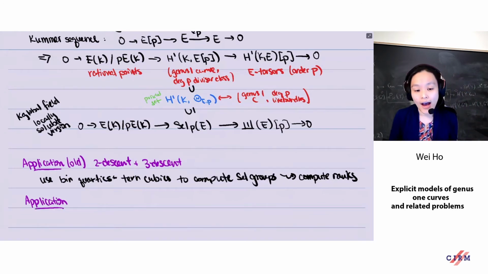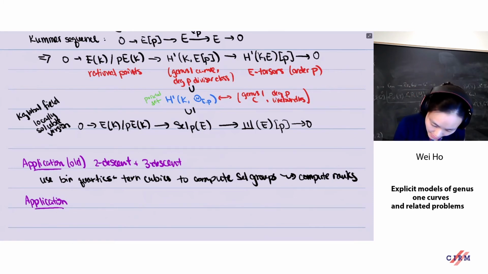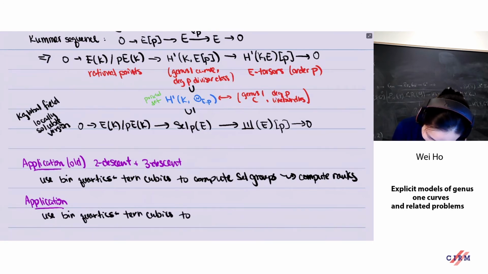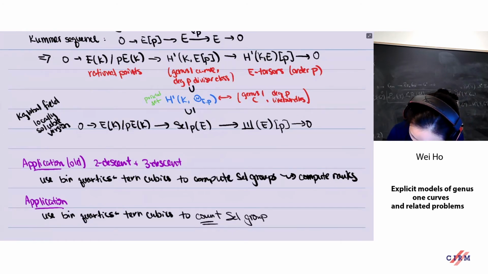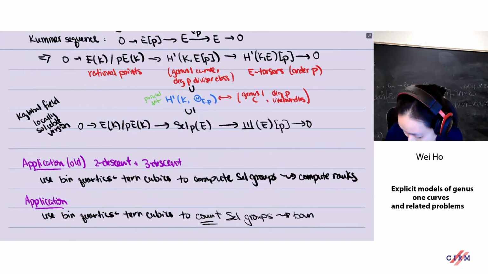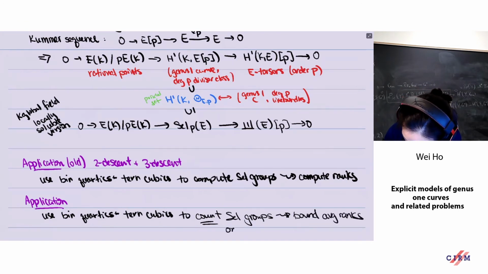So this is newer, but instead of using these binary quartics and ternary cubics to compute Selmer groups, we use binary quartics and ternary cubics to count Selmer groups. And this also allows us to say something about ranks. So it lets us bound average ranks. So count Selmer groups on average, maybe I'll emphasize that part.